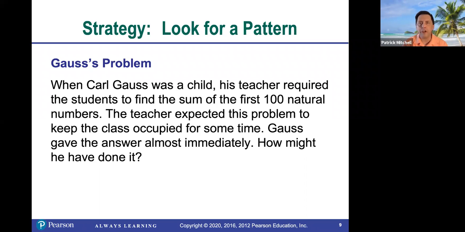up to 100. And in other versions of this story, I've heard Gauss was in something like first grade when this came up. So the teacher thought this would keep the class busy for a while. However, Gauss gave the answer almost immediately. So let's look at how he did it.